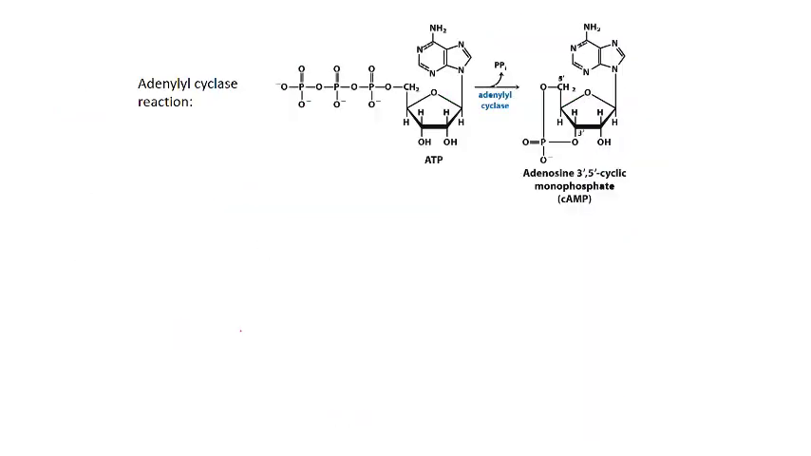All right, so I don't have a nice ribbon diagram of adenylyl cyclase to show you. I think the structure of the entire protein is not yet known. But this is the reaction that it catalyzes. ATP gets converted into this cyclic molecule called cyclic AMP, and this requires allosteric activation by G-alpha S.